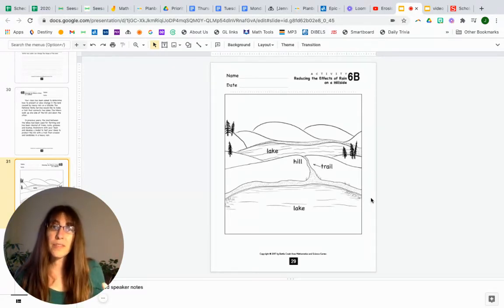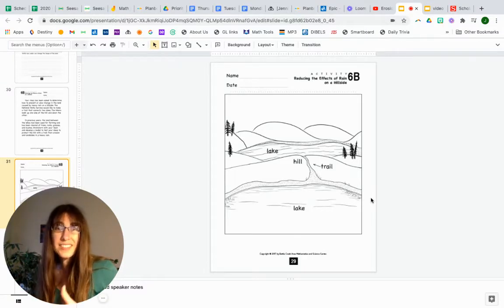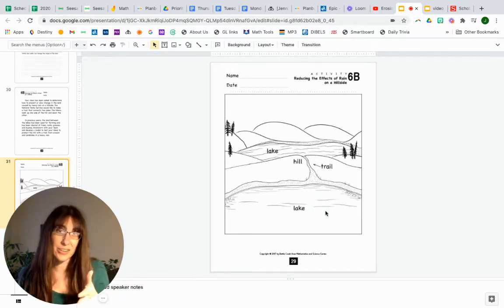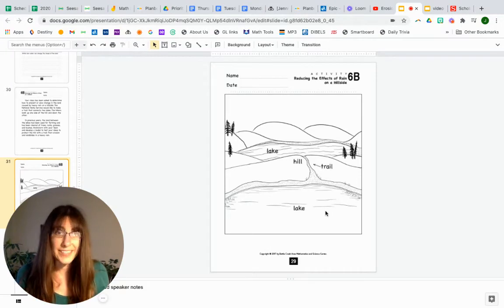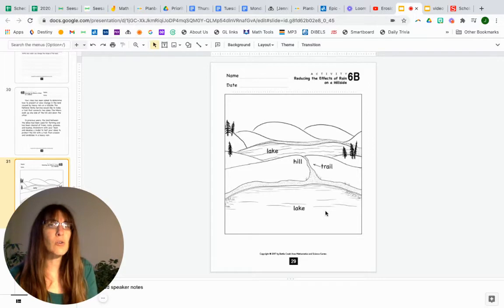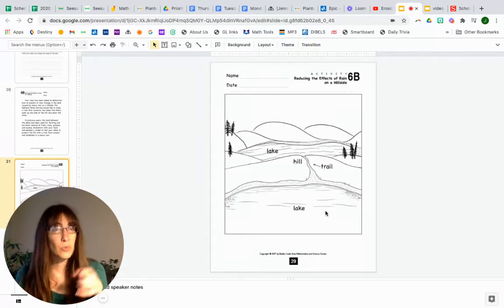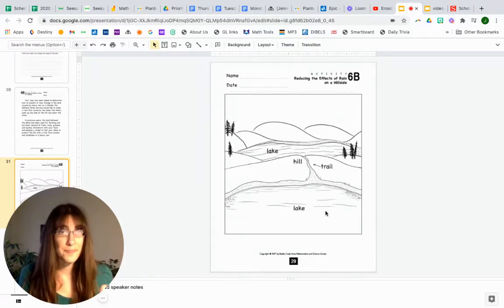And the problem that they're having is that there is erosion, okay? And they want to stop the erosion. So when they build the trail, it stays. They don't have to dig it back out again or worry about fixing it all the time, okay? So our challenge is to think about how can they stop the soil from washing away, okay?